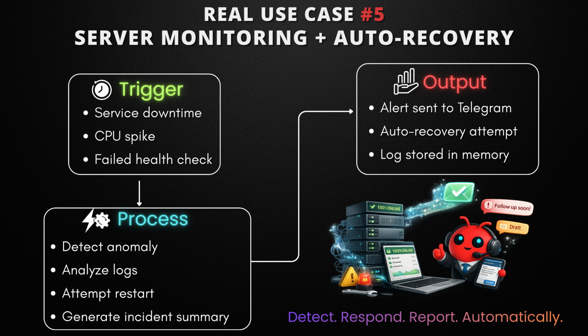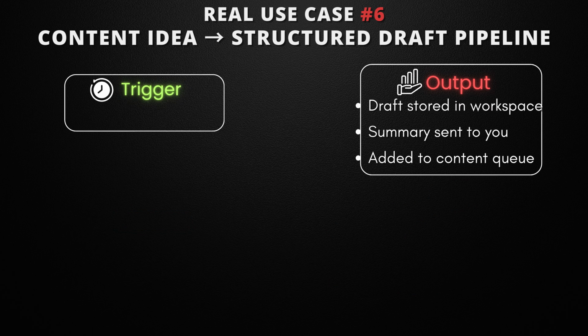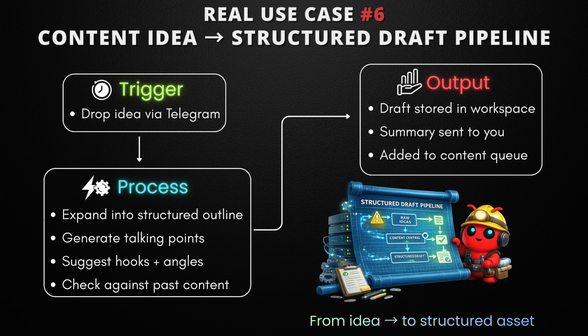This is where OpenClaw starts acting less like an assistant and more like an operator. Keep in mind, the pattern stays consistent. Monitor, detect, act, and report. That's operational automation.